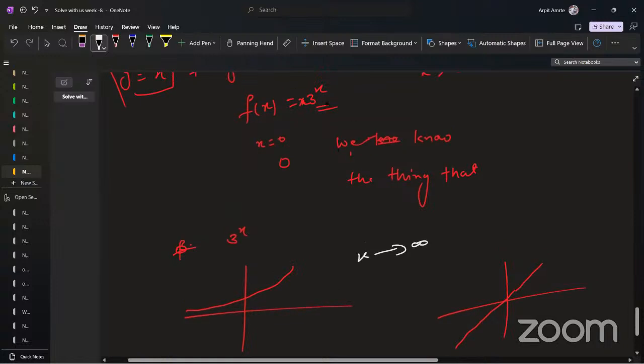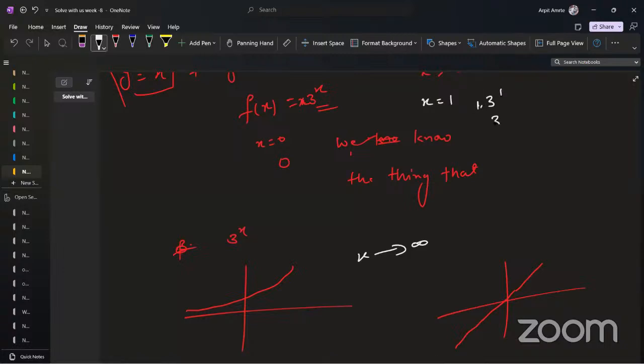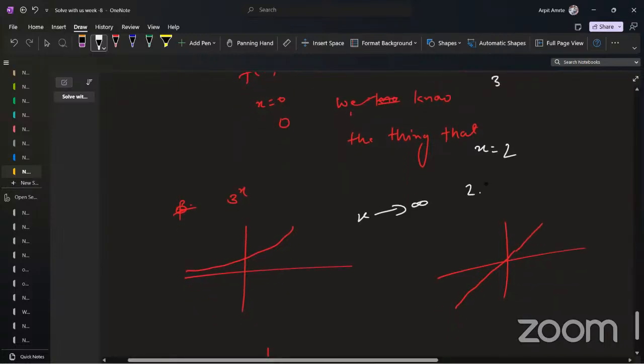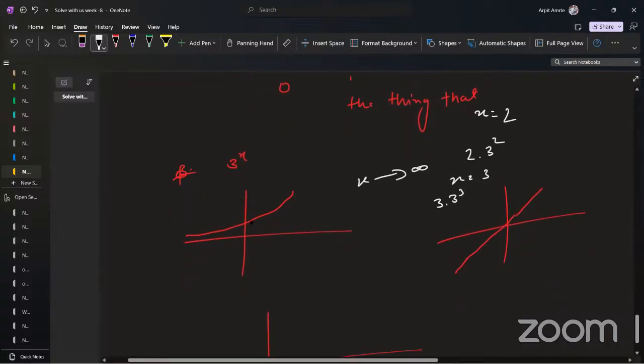If x goes towards infinity, suppose x equals 1, what will it be? 3 only, right? 1 into 3 raised to the power 1, which is 3 only. If x equals 2, then it is 2 raised to the power 2 into 3 raised to the power 2. Then for x equals 3, it will be 3 into 3 raised to the power 3. Basically, in this graph, we are just contracting this graph, right? Like this. We are pushing this graph towards the y-axis, right?